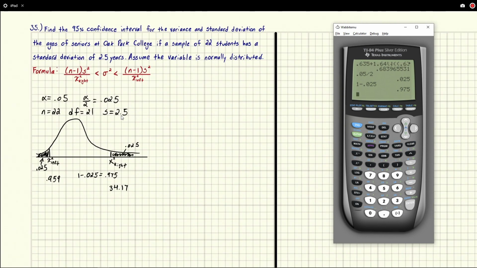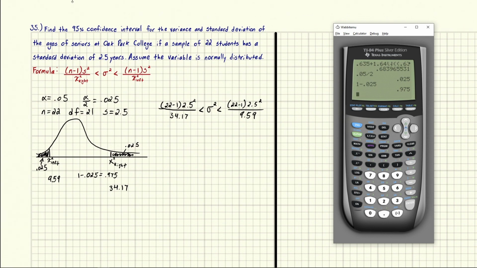So now we have everything to plug it in. Our n was 22. So we have 22 minus 1 times the standard deviation squared. That's 2.5 squared, or you could just call it the variance, divided by chi right, 34.17. And then we have the same thing, 22 minus 1 times 2.5 squared, but this time it's divided by a smaller number, 9.59.